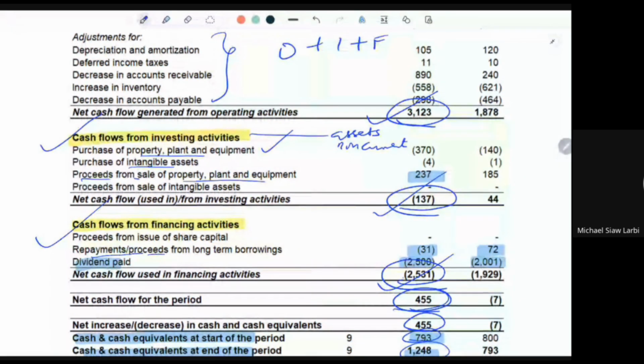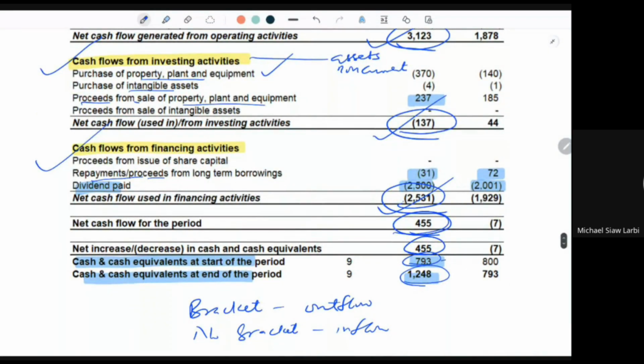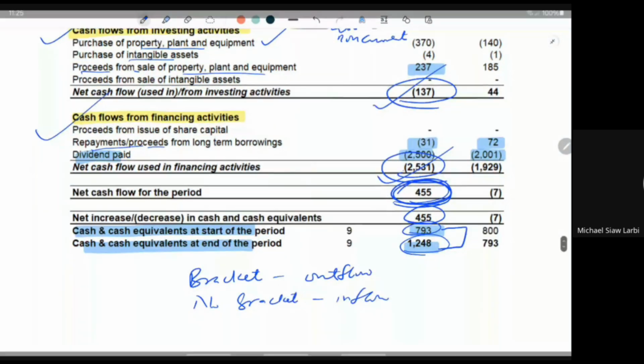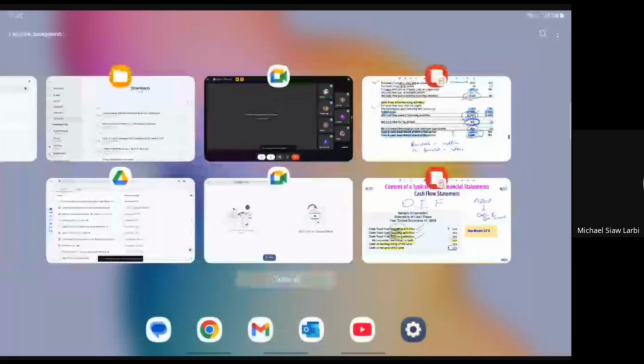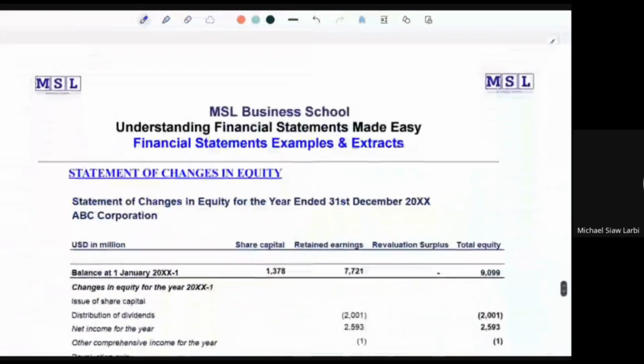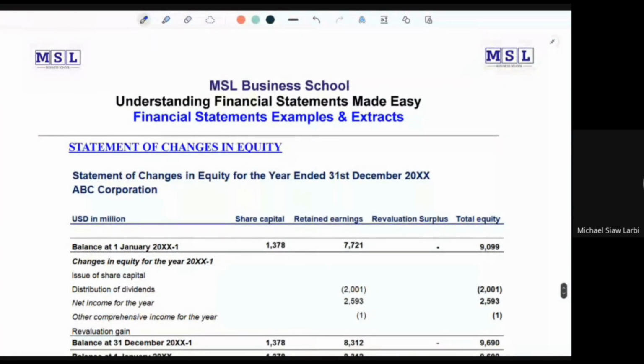So the cash flow statement is basically a statement explaining how your cash moved from start of the year to end of the year and breaking down that movement into OIF: operating, investing, financing. That is our cash flow statement. And I think we also have, I put changes in equity here. This is not a major statement for you at your level. It's just telling you how your equity moved throughout the year.